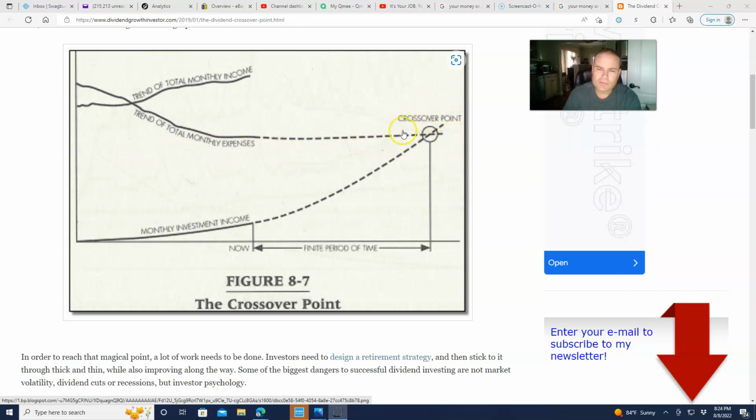All you have to do is figure out a way. Get these down. Get this up. It's a very, very simple concept. I mean, this diagram is very simple.